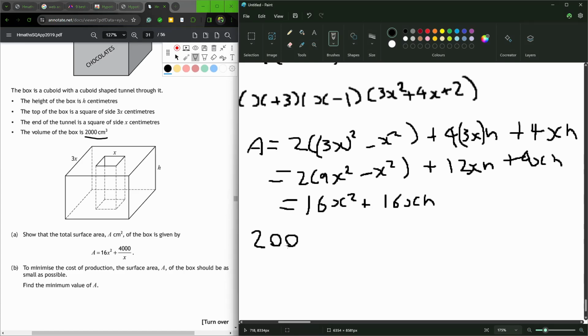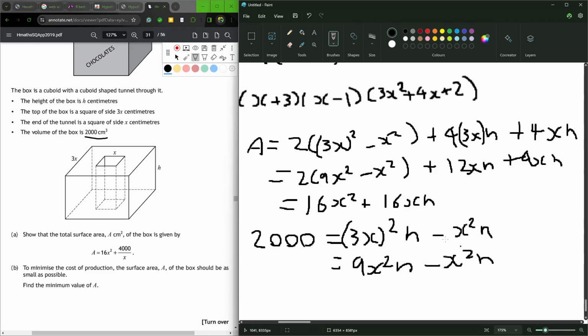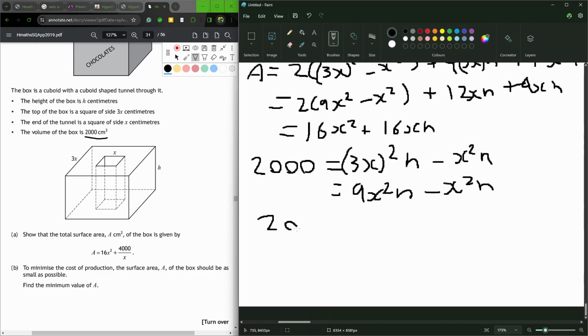So 2000 equals, so how am I going to calculate this? Well, it's a box, so we can just times these together. So that's the area of the top bit, and then times by h. But then we got to get rid of the center, which is x squared h. Again, this is 9x squared h minus x squared h. And that means 2000 equals 8x squared h.